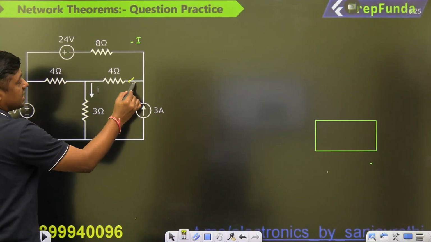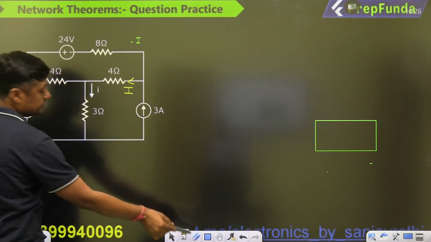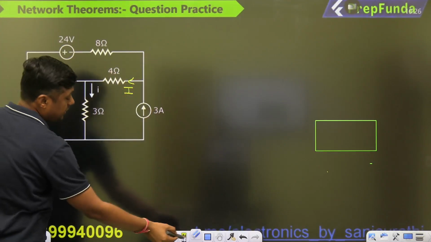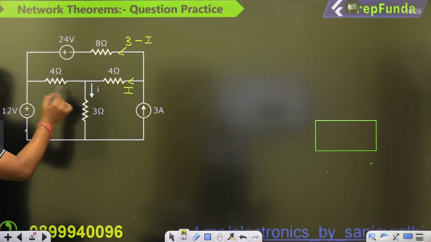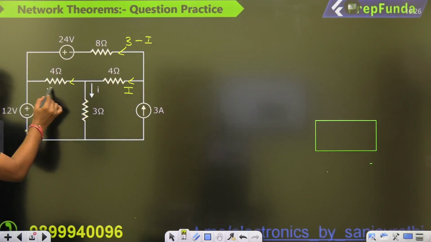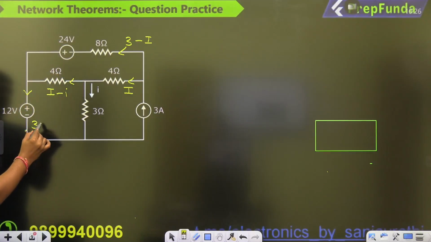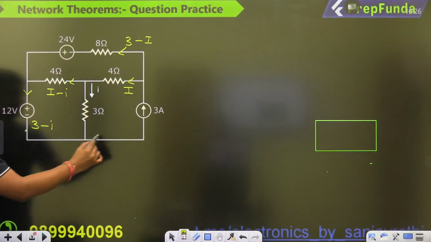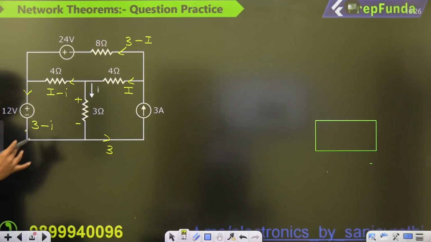Let this current be capital I. This current will become what? 3 minus I. Now here, this is small i. So what is the current here? Capital I minus small i. This current will become 3 minus I, same. This is 3, but this is I, plus minus, same KVL, but with battery.